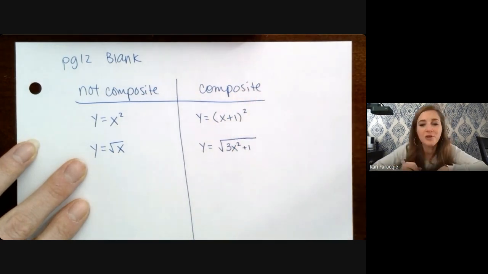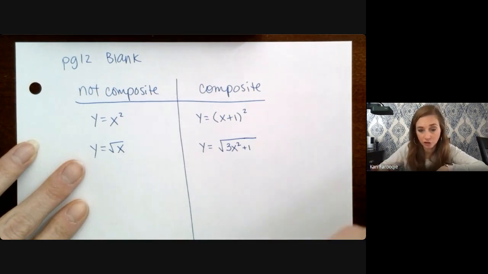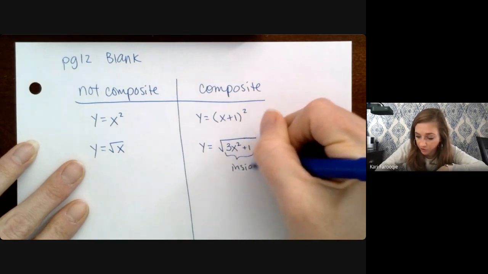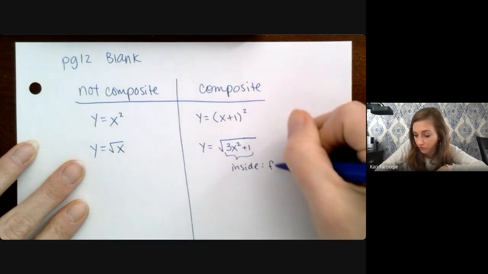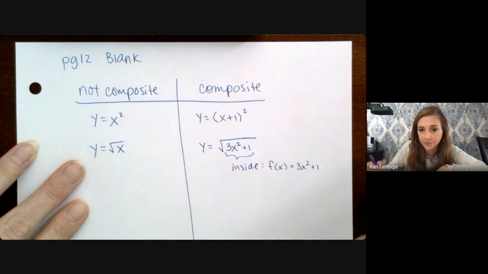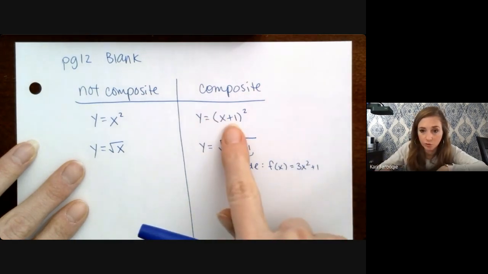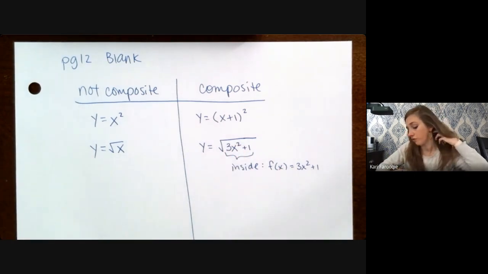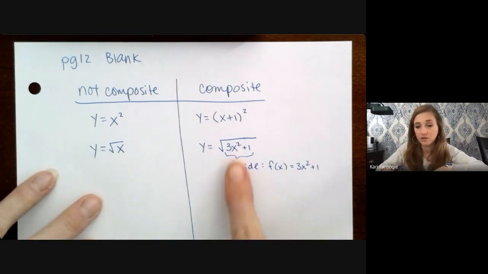Okay, so now you're no longer just taking the square root of x, you're taking the square root of a function of x, where the inside function is just another function of x. So you'd say the inside would be f of x equals 3x squared plus 1. The inside of the previous function would be x plus 1. The inside of the new one is 3x squared plus 1. See what I'm saying?